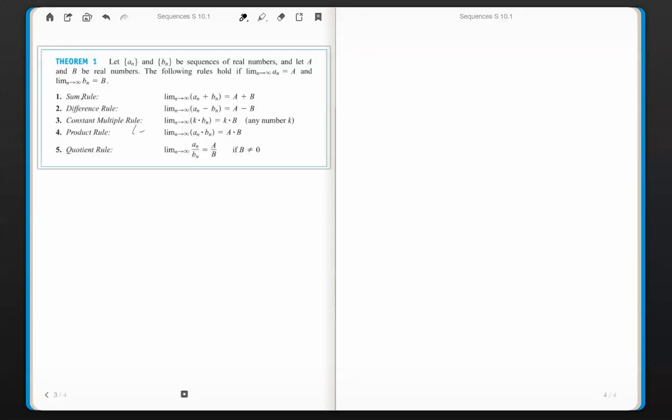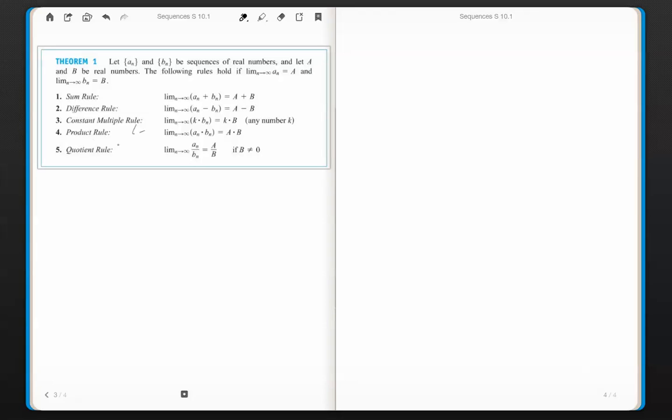Similar to what we did with other limits and the differential operator, we know that the limit as n approaches infinity of a n plus b n is the same as the sum of the individual limits. The difference rule goes right along with that: if we have a combined sequence, the limit is the difference of the two individual limits. A constant multiple, we can pull a constant outside of the limit. So just pull the k out here and then find the limit of b sub n.